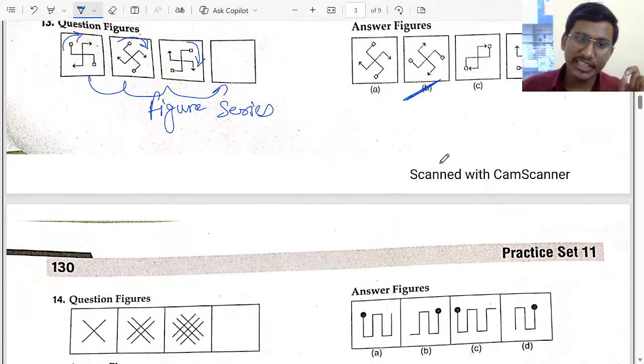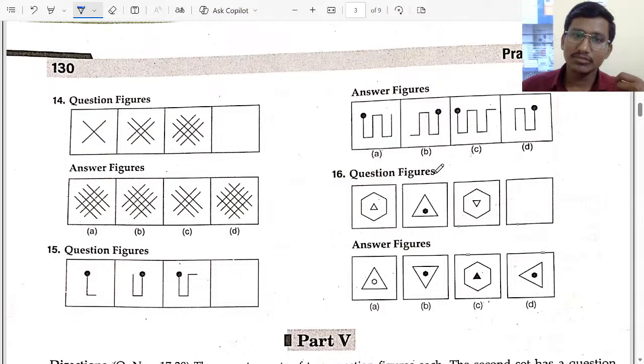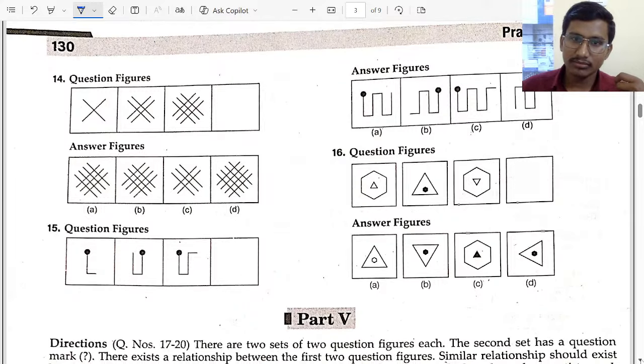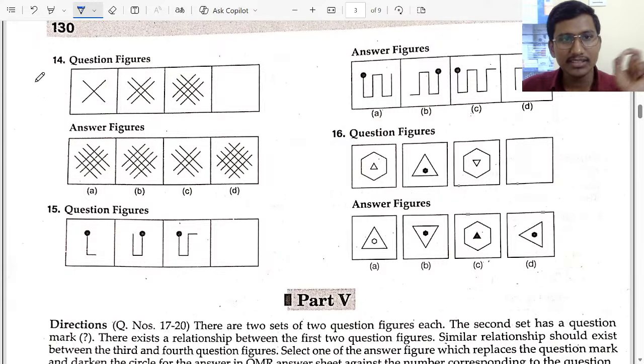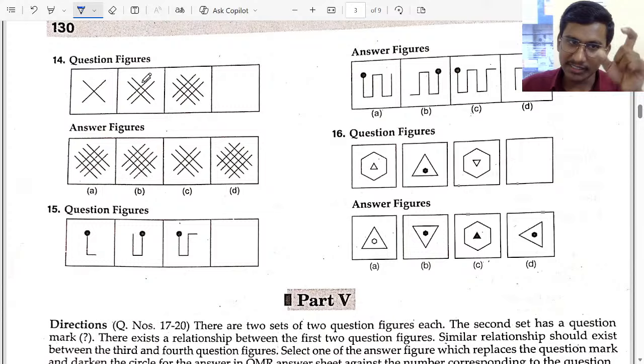Now let us go to the next, the 14th question. If you see the 14th and the answers, there is 1 diagonal line, then 2 diagonal lines, then 3 diagonal lines on both sides, right? Then there should be 4, right? So the next in the series will be 4.